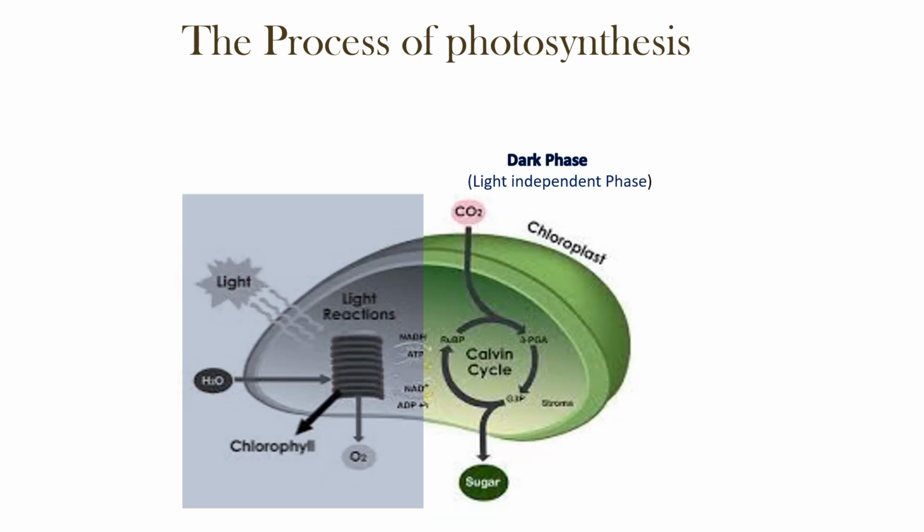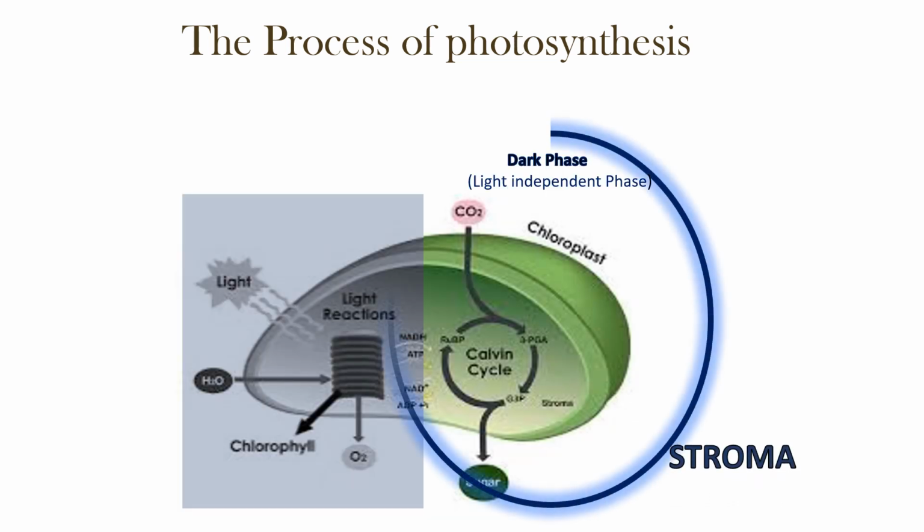Light-independent phase, also known as the dark phase, takes place in the stroma. Light is not necessary. Carbon dioxide is absorbed from the atmosphere. Hydrogen and carbon dioxide combine by using ATP to form glucose. Enough glucose is stored as starch.